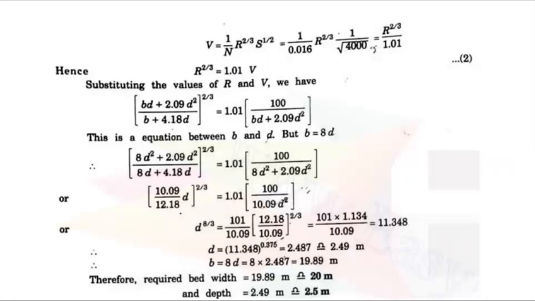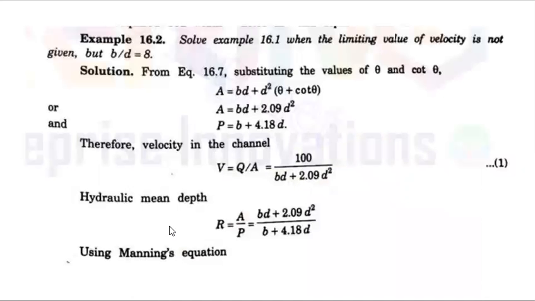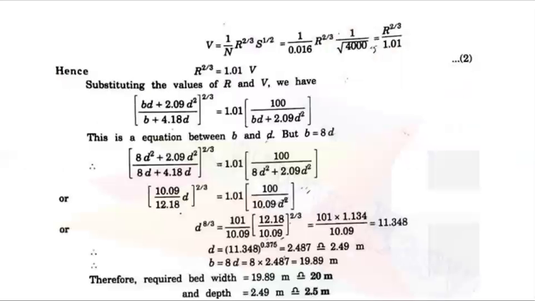So the formulas don't change, only the substitution values and the equations you are going to substitute. Here b by d is given. So the methodology of the problem changes only when it comes to a typical kind of thing, like finding the b and d values.